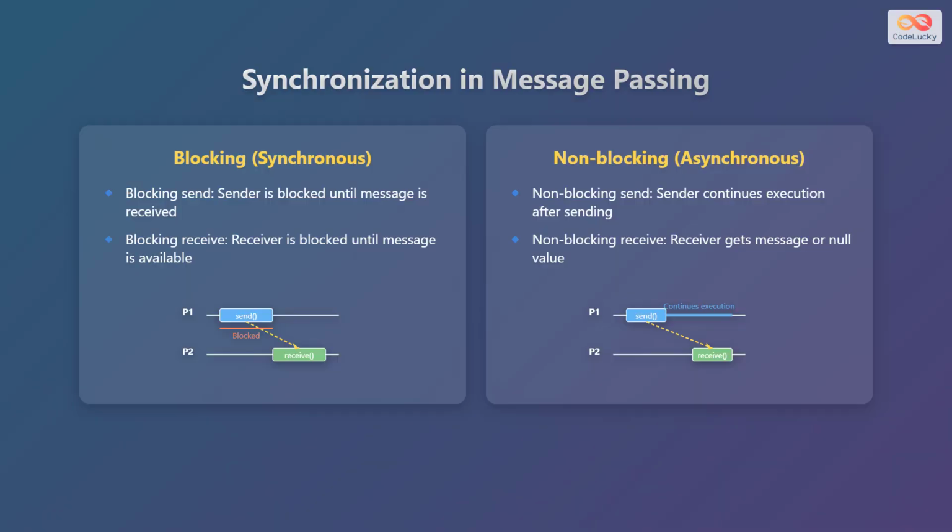Synchronization in message passing can be either blocking, also known as synchronous, or non-blocking, also known as asynchronous. Blocking send means the sender is blocked until the message is received. Blocking receive means the receiver is blocked until a message is available. Non-blocking send means the sender continues execution immediately after sending the message. Non-blocking receive means the receiver either gets a message or a null value if no message is available. For blocking, Process 1 sends a message and is blocked until Process 2 receives the message. For non-blocking, Process 1 sends a message and continues execution without waiting for Process 2.